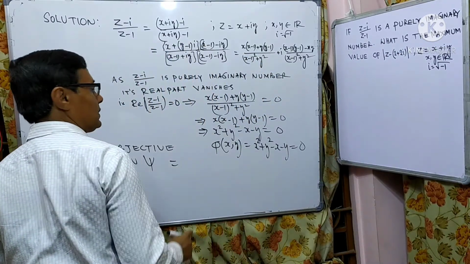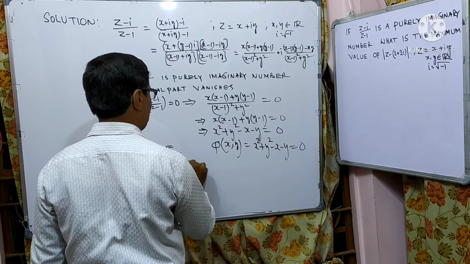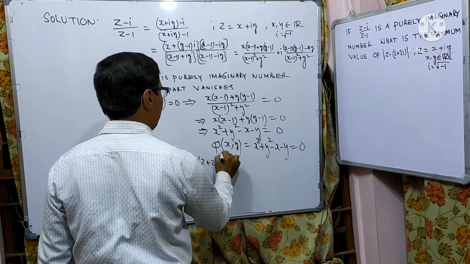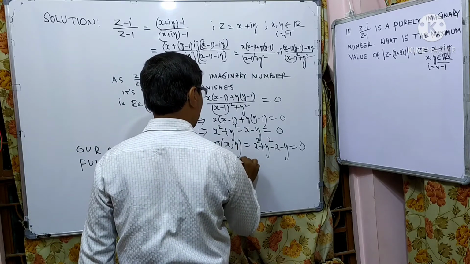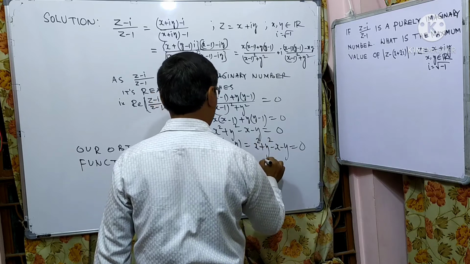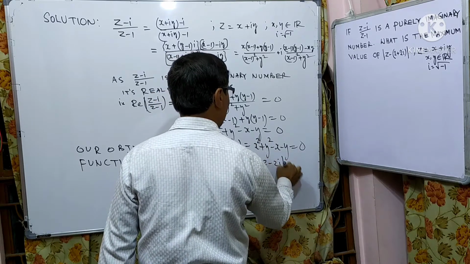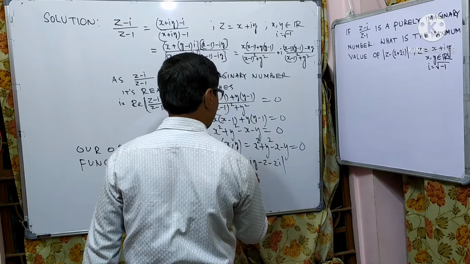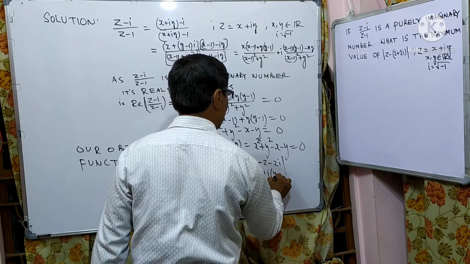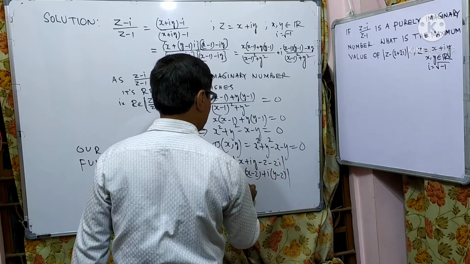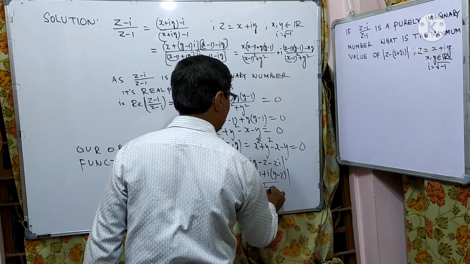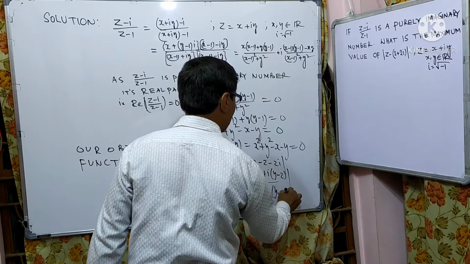So this is the objective function, which is |z - 2 - 2i|. With z = x + iy, we get z - 2 - 2i = (x - 2) + i(y - 2). This is equal to the square root of (x - 2)² + (y - 2)².